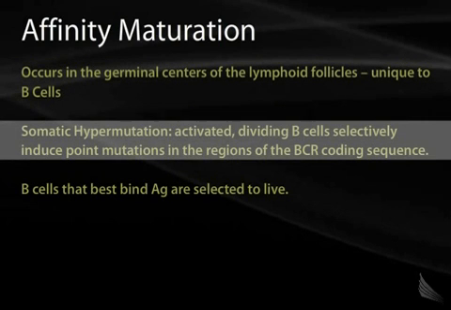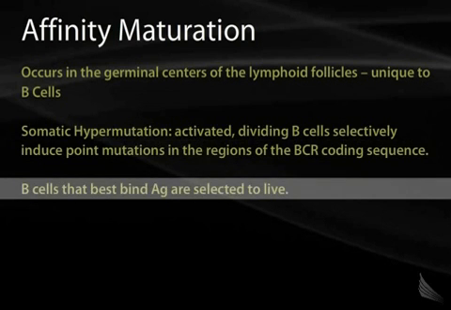Also known as somatic hypermutation, this is the phenomenon whereby activated dividing B cells will selectively induce point mutations in the regions of the BCR coding sequence. So it will go along that VDJ recombination sequence that it's made, and it will actually induce point mutations. It will stick nucleotides in there in the hopes of making it higher affinity. And the B cells that bind to antigen the best are then selected to live.